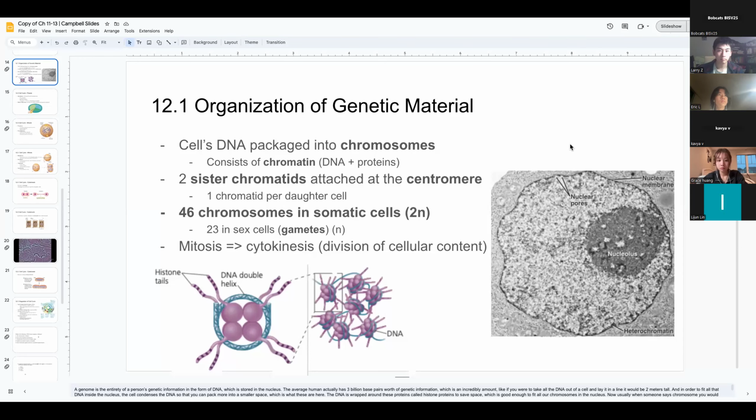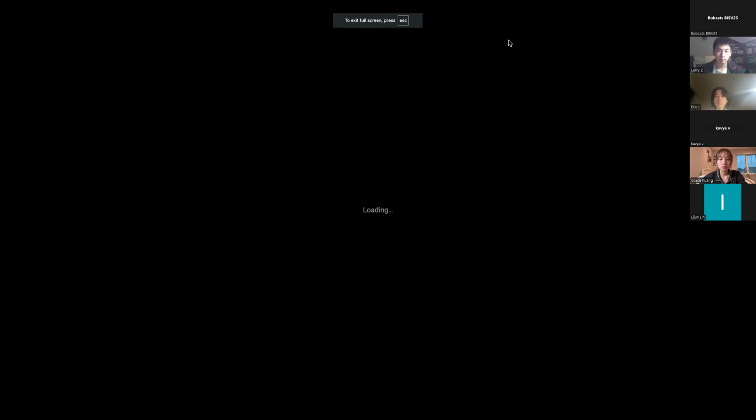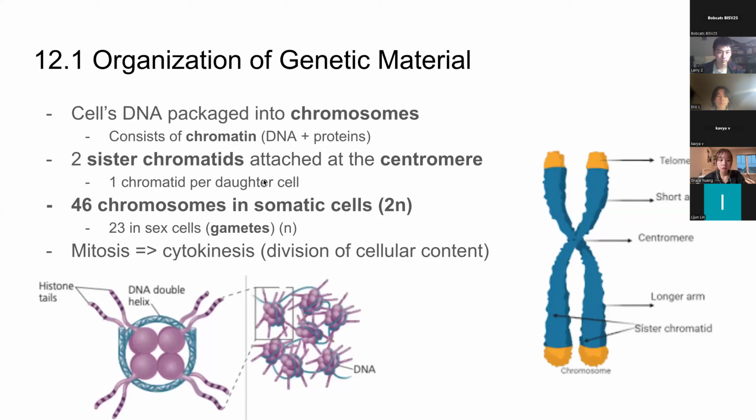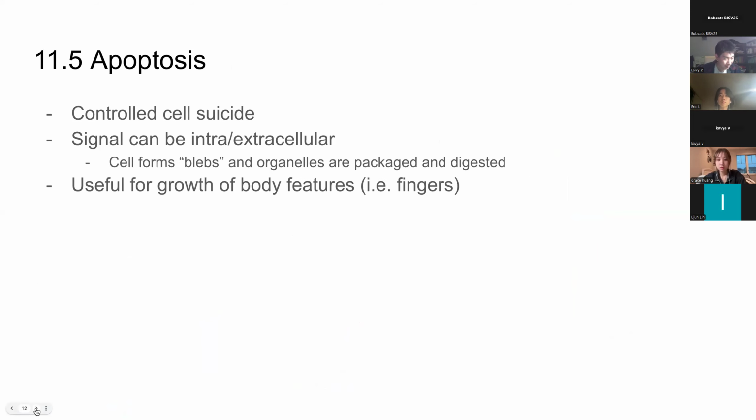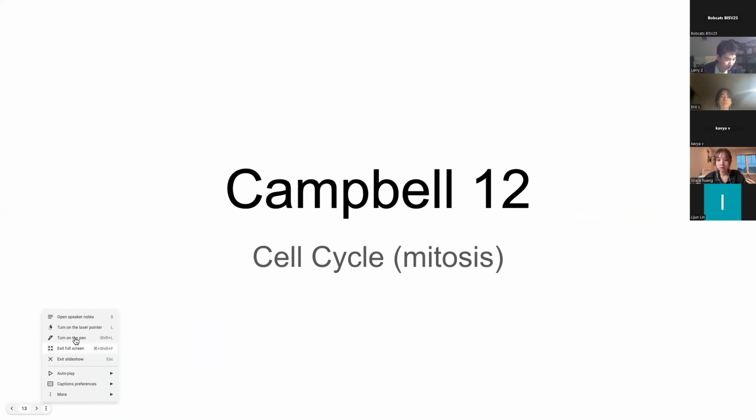Share the slides. Okay. Can you see things? Is it okay? Can you see the shared slides? Yeah. Okay. So we're talking about. Why is it? What? Yep. How do I get the pointer?